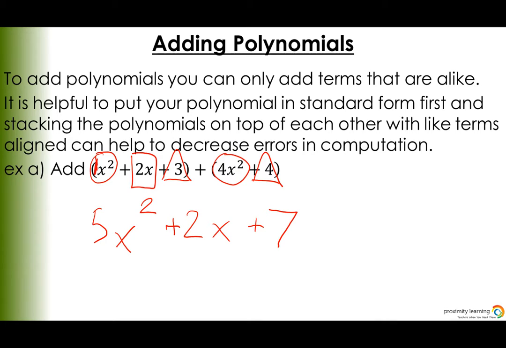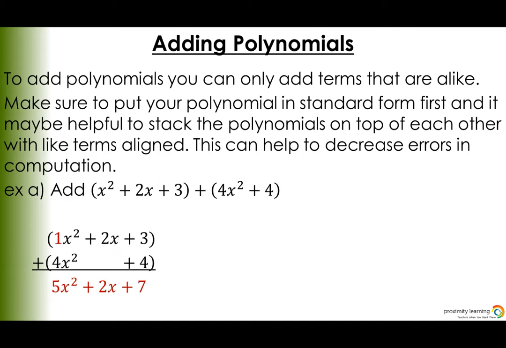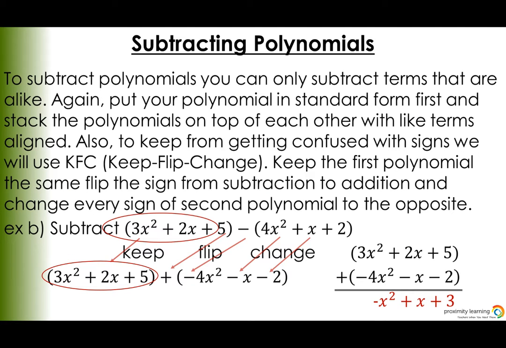So adding x squared plus 2x plus 3 plus 4x squared plus 4 results in 5x squared plus 2x plus 7. So that is adding polynomials. Simply what you do is you identify all the terms and then you add the terms that are alike. Now let's take a look at subtracting polynomials.